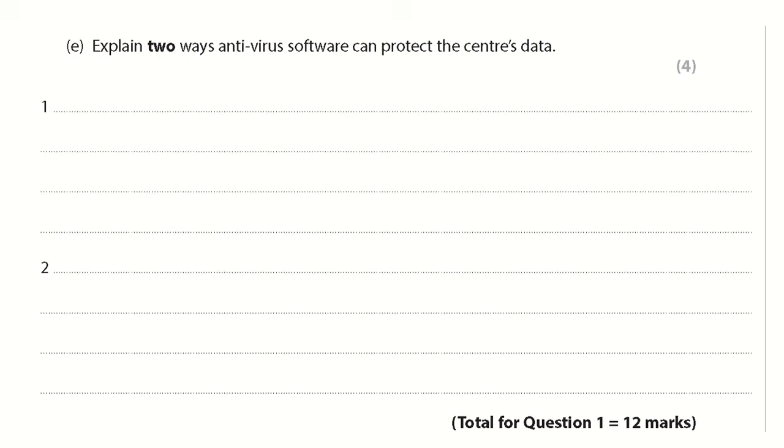On to part E, we're still talking about our gym, and we've got this time explain 2 ways, and it's looking at 2 ways an antivirus software can protect the centre's data. It's 4 marks. They've structured it nicely with 1 and 2, so you need point, expansion, and a point and expansion.